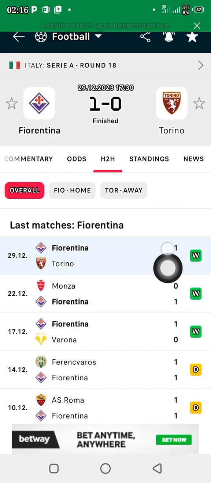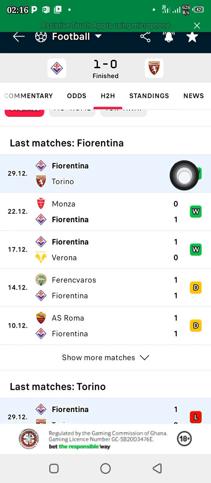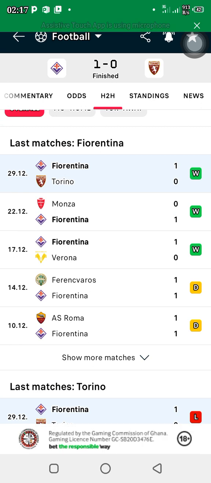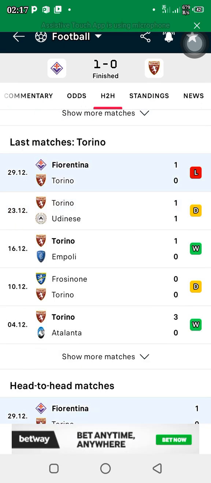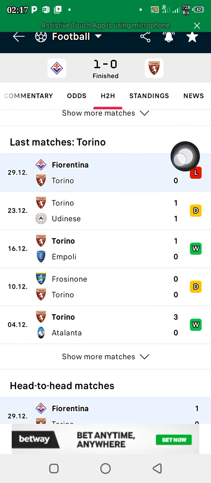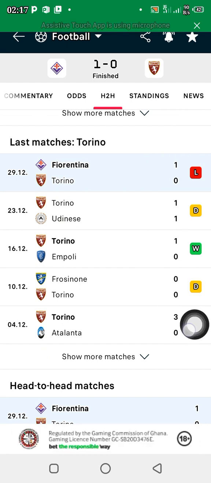But looking at their previous form, it's showing that Fiorentina don't score a lot of goals. Looking at their previous 5 games, it shows that Fiorentina don't score a lot of goals. And when you check down, you can also see that Torino have lost 1, drawn 2, and won 2.